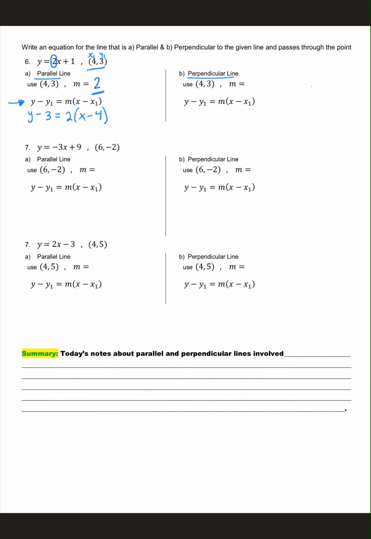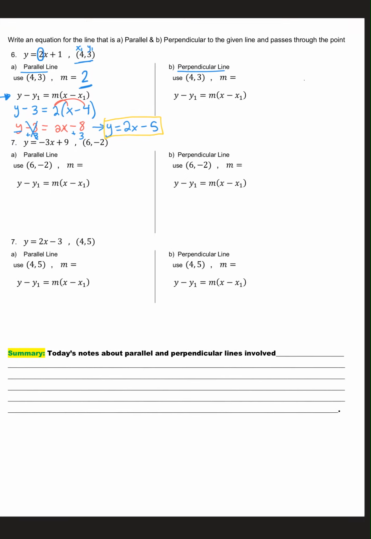Now we need to convert into y equals mx plus b, so I'm going to distribute the 2. 2 times x is 2x, and 2 times negative 4 is negative 8. I bring down the y minus 3. Now I do the opposite of subtracting 3 because I want y by itself, so I add 3 on either side. I can't add 3 to the 2x because they're not like terms, so I add 3 to the negative 8. These cancel, and this gives me y equals 2x minus 5. And that right there is my answer for my parallel line.